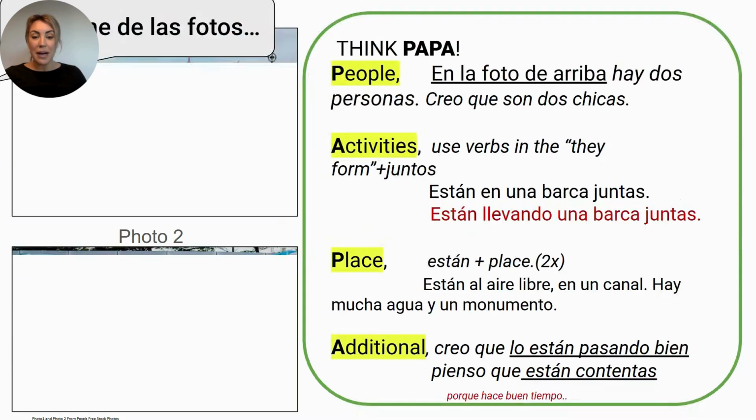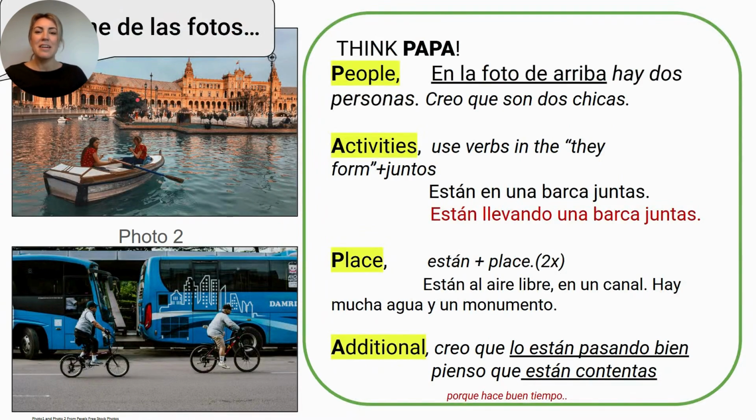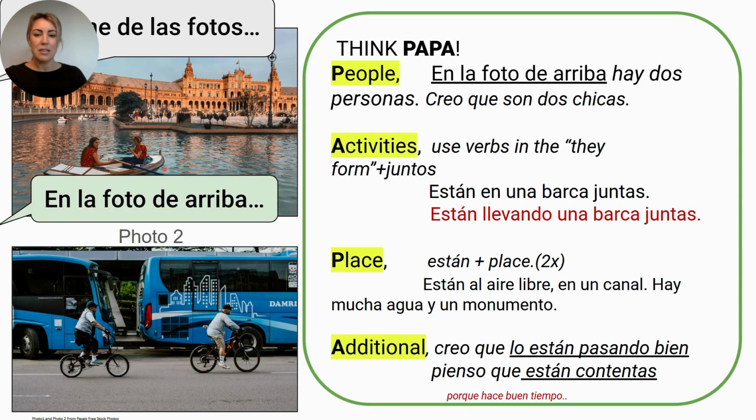Okay, and now you're back. And this is what I came up with. It doesn't really need to match necessarily everything you said, but if you've done something similar, then you're on the right track. Teacher says, háblame de las fotos, and I will start saying something about the one at the top. En la foto de arriba hay 2 personas. Creo que son 2 chicas. Okay, the photo at the top, there are 2 people. I think there are 2 girls. I'm not sure. So I said, creo que son 2 chicas.